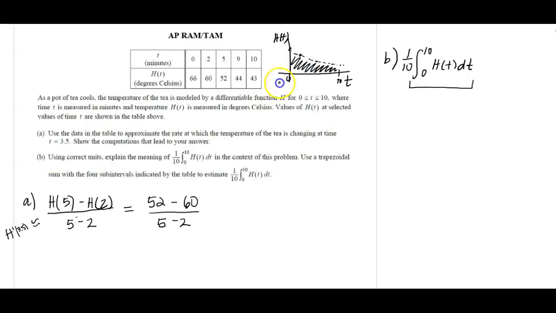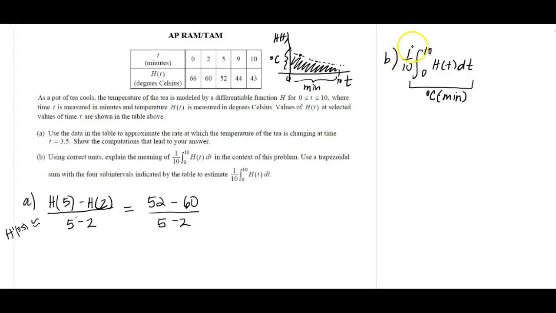But in terms of the context of the problem, well, this time right here was in minutes. So this portion t is in minutes, and this height h is in degrees Celsius. And when we find area, we multiply base and height. So the units of this area here is, if I multiply degrees Celsius times minutes, degrees Celsius times minutes. And that's kind of a weird unit, right? So it's not very typical.